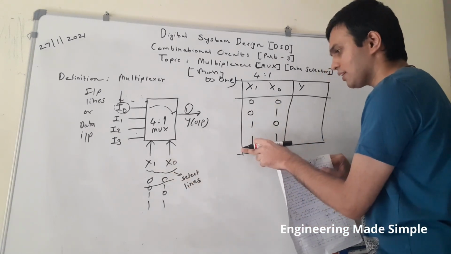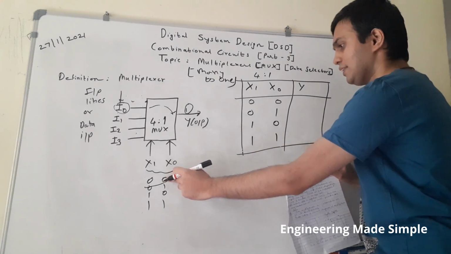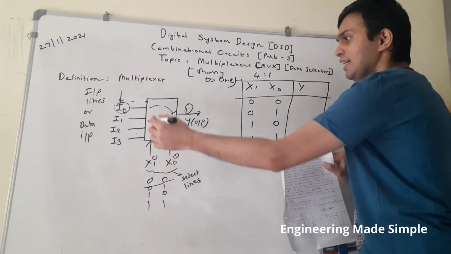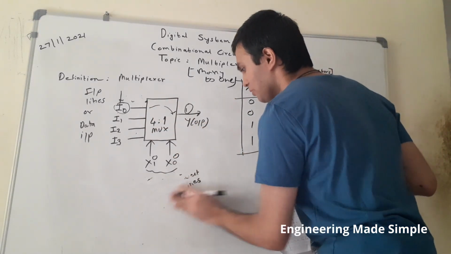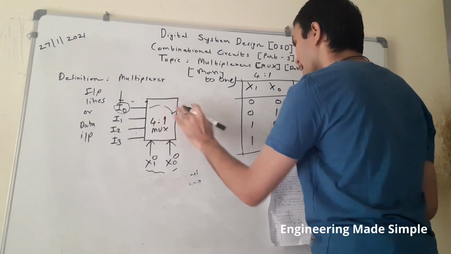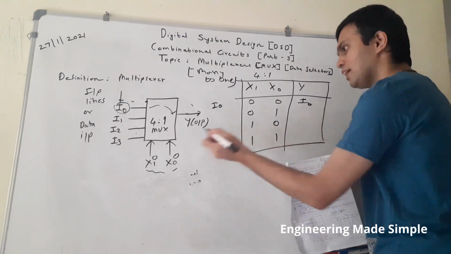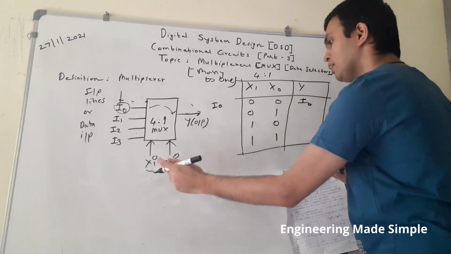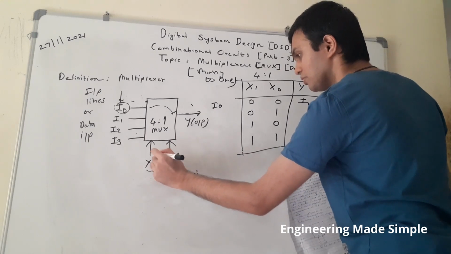Now these are four select line combinations. For 0 0, which input will be selected? Whenever you have 0 0 applied at the select line, your I0 value will be selected at the output. So whenever x1 is equal to 0 and x0 is equal to 0, you will get the value of I0 at the output. So that's the reason I have written I0. Then the next, I1. So 0 1, whenever x1 is 0, x0 is 1.